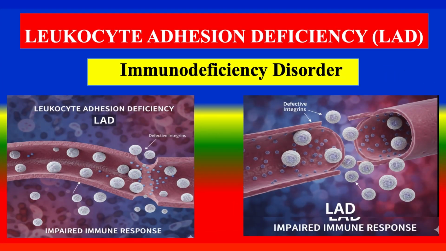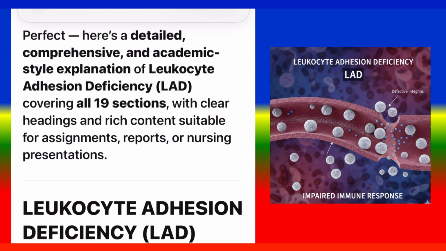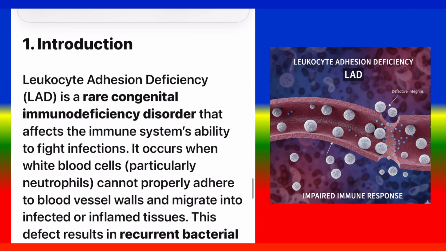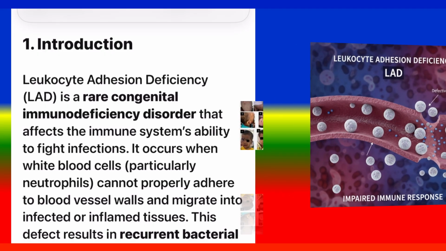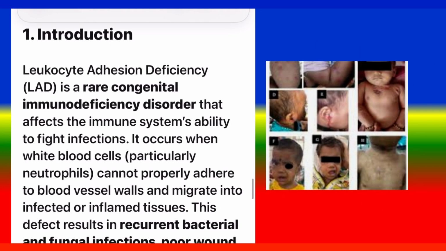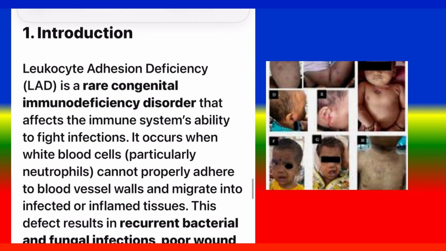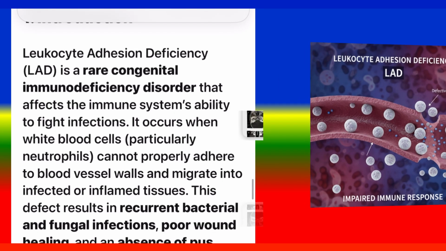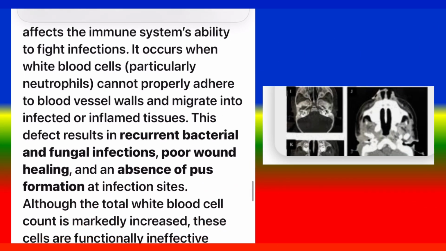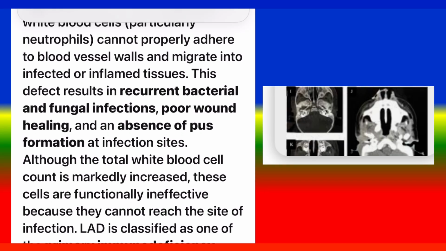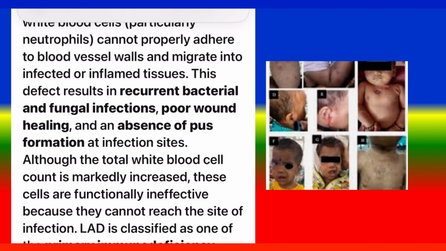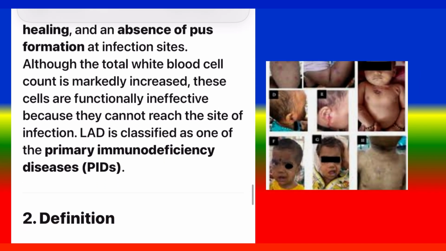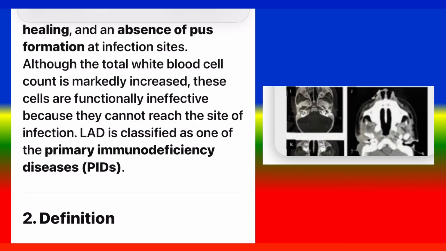Leukocyte Adhesion Deficiency, LAD. 1. Introduction. Leukocyte adhesion deficiency is a rare congenital immunodeficiency disorder that affects the immune system's ability to fight infections. It occurs when white blood cells, particularly neutrophils, cannot properly adhere to blood vessel walls and migrate into infected or inflamed tissues. This defect results in recurrent bacterial and fungal infections, poor wound healing, and an absence of pus formation at infection sites. Although the total white blood cell count is markedly increased, these cells are functionally ineffective because they cannot reach the site of infection.